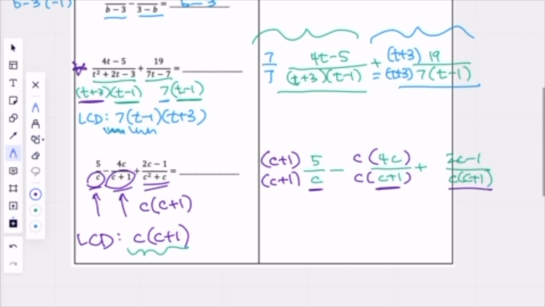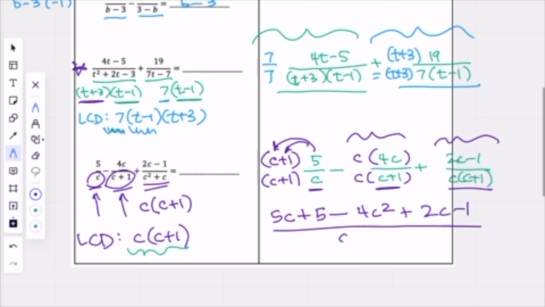So let's take this 5 and distribute it through to both pieces. And I'll have 5c plus 5 minus, I've got 4c squared in the numerator of this second expression. And then I've got plus the third expression, which is 2c minus 1. This is all over c times c plus 1.